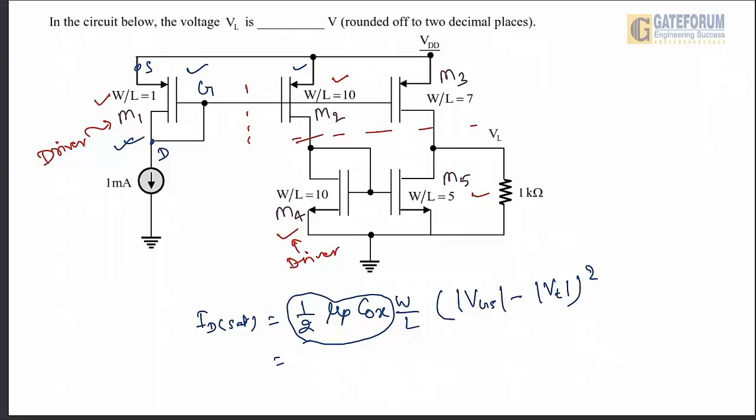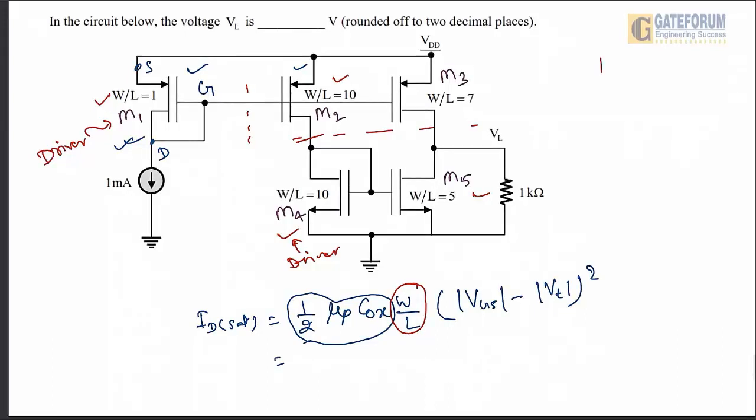Now, first we'll analyze M1, M2, M3. Here 1/2 μp Cox is the constant term for all the p-type transistors, and VGS is common for M1, M2, M3. Their Vt is the same. So their current carrying capability will depend upon the ratio of W by L. For the M1 transistor, the current IM1 is given as 1 milliampere.